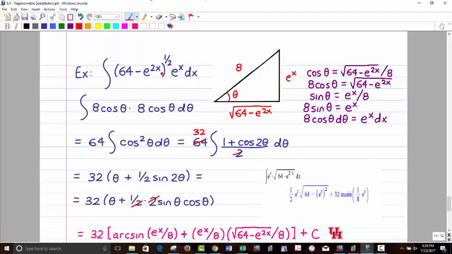So I basically have the square root of 64 minus e to the 2x times e to the x dx. So I'm going to put that radical on one of the two short sides. I chose the adjacent. That means the hypotenuse will be the square root of 64, which is 8. And now this is a little tricky, but the square root of e to the 2x is e to the x. And you can show that real easily.